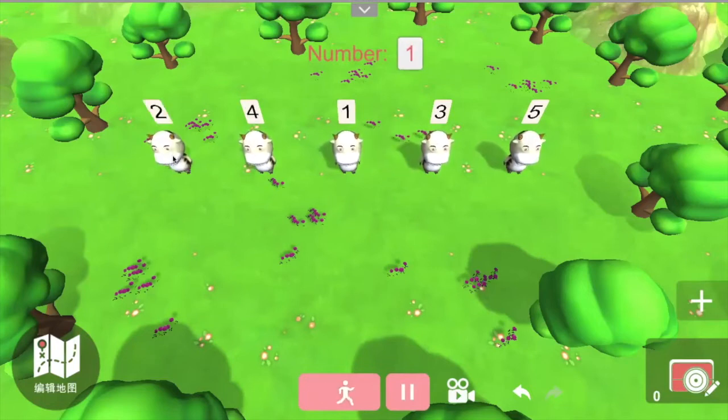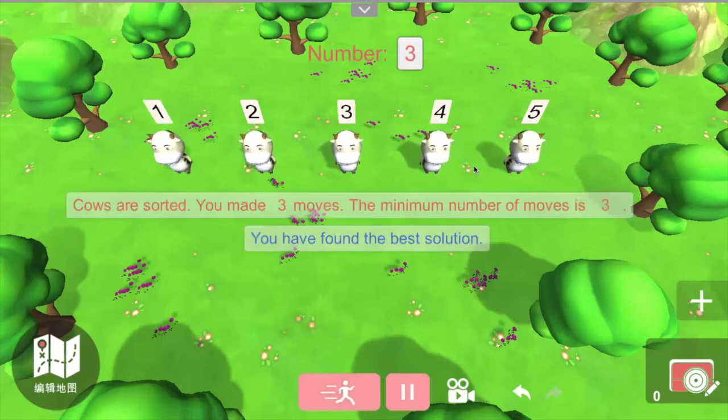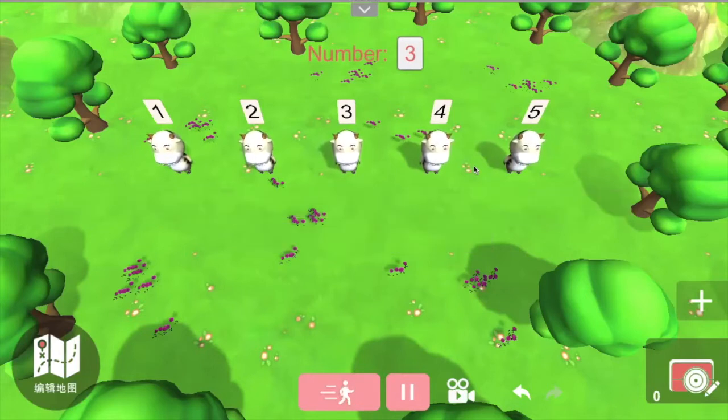Now we can move 2. Where do you put 2? Between 1 and 3. Yeah, between 1 and 3. And now 4, where do you put it? Behind 3. Yeah, so now put it here. So in fact, we did it. You guys did a good job. So we have 3 moves, and that's the minimum.